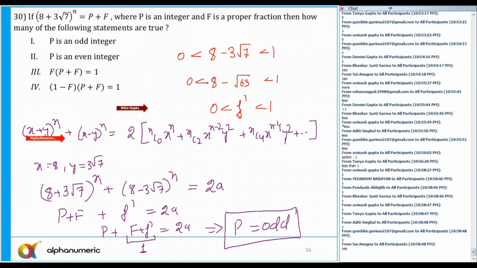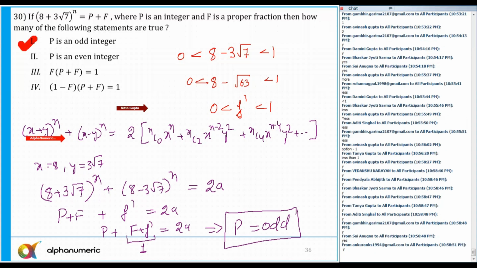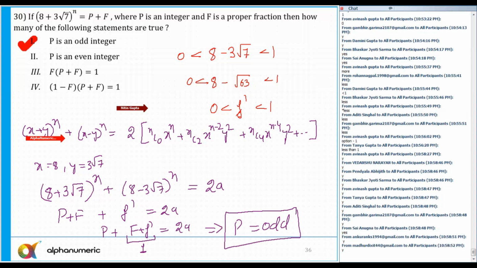So the first statement is definitely a correct one. But the last statement is also correct, as we have proved in example number 27. This is also correct. Why? Here, let me write it down on the next slide.